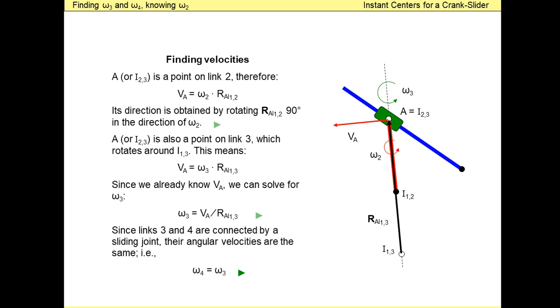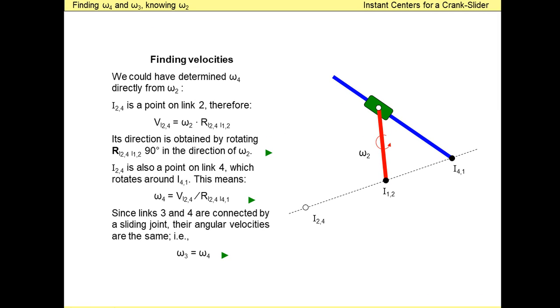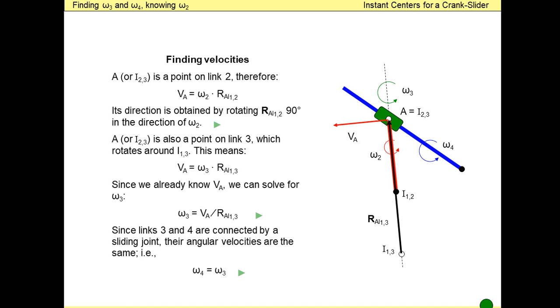Similarly, the slider also rotates about I13 with the angular velocity of omega 3. So we have omega 3 into the length between I13 and A, so that we can determine the velocity of A. We know this velocity VA, and from this we can find omega 3. Omega 3 is equal to omega 4, because this slider is sliding along this link. So the angular velocity of the slider with respect to the fixed member is the same as the angular velocity of this blue link.